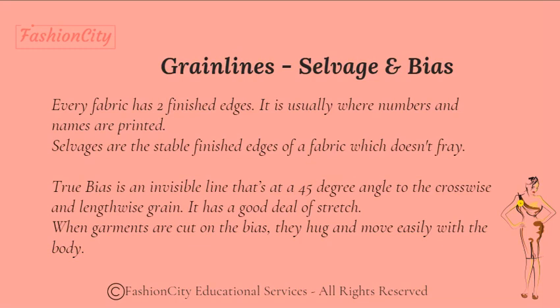Now let's move to bias. What's a bias? The bias is also a direction, but it's at an angle of 45 degrees to the crosswise and the lengthwise grain. The thing about the true bias is that once you get the true bias, which is 45 degrees, you get the best stretch in this direction. Fabrics cut on bias hug you, they move easily, and they have the most stretch.